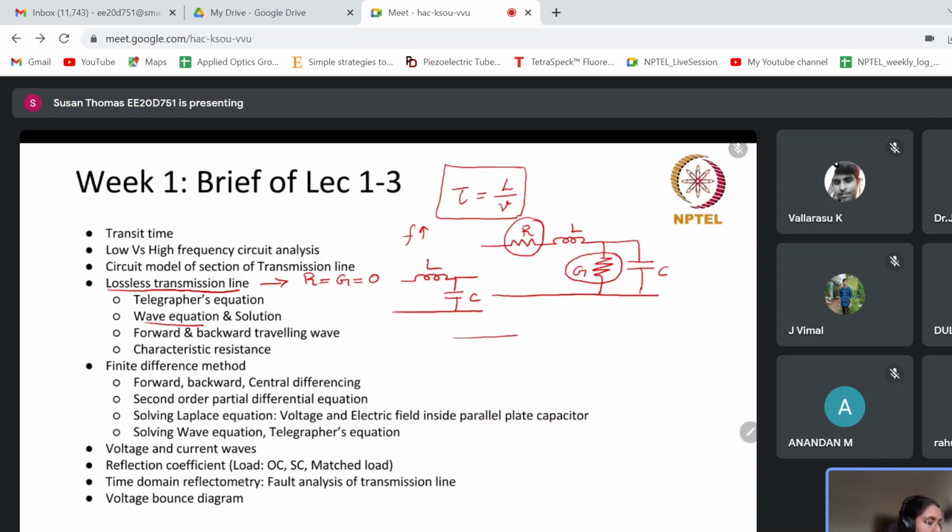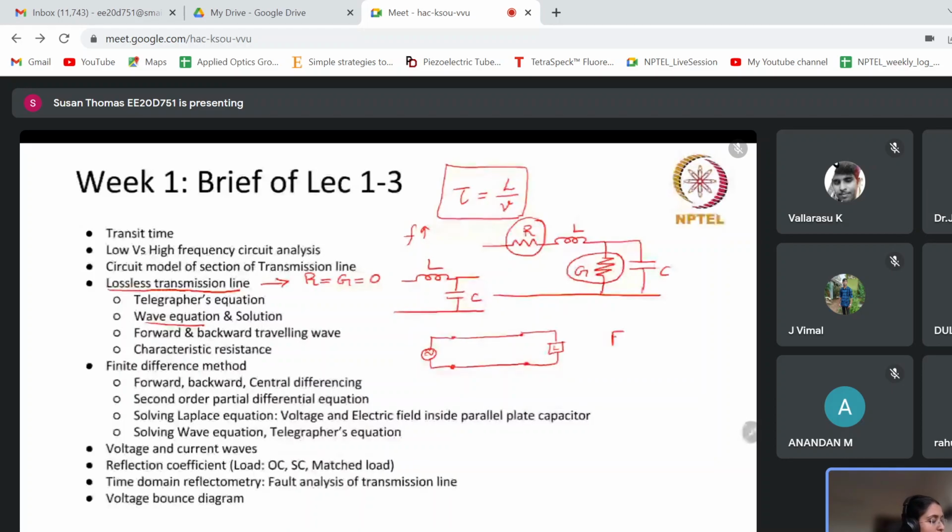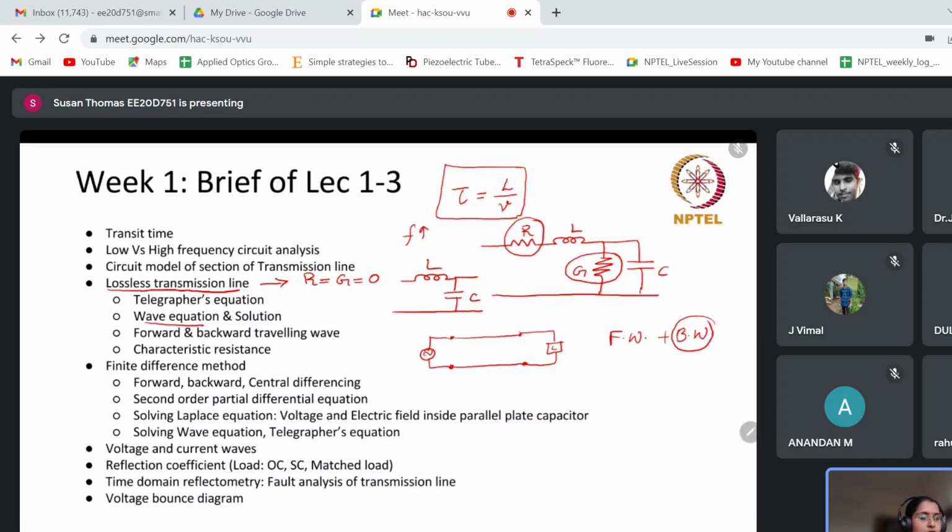If you take a transmission line with some load, and there is your source, the solution for your wave equation consists of a forward wave and a backward wave. This backward wave becomes relevant at certain conditions. I hope you have understood those things from the lectures.